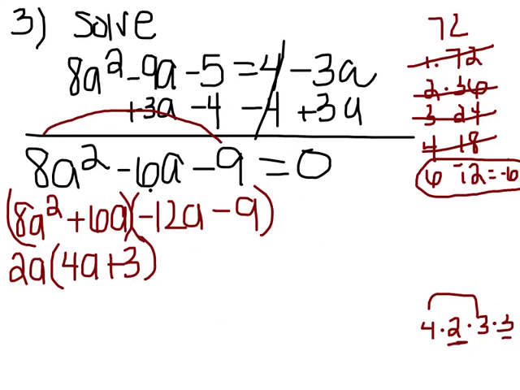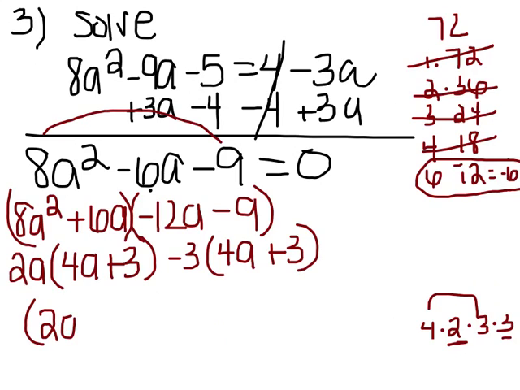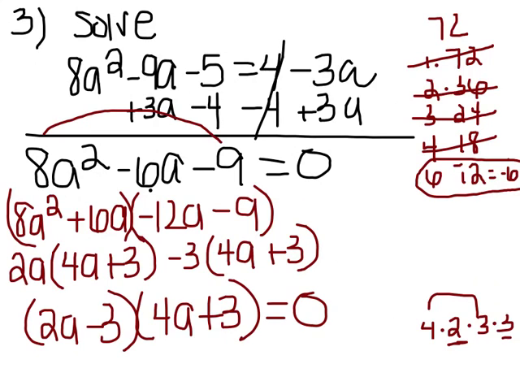Negative 12 and negative 9 have a GCF of 3, and because our 12 is negative, we'll have to take out a negative 3. And we'll be left with 4a plus 3. Make sure that you check your work on this. Negative 3 times 4a gives us negative 12a. Negative 3 times positive 3 does give us negative 9. So our equation factored would be 2a minus 3 times 4a plus 3 equals 0.